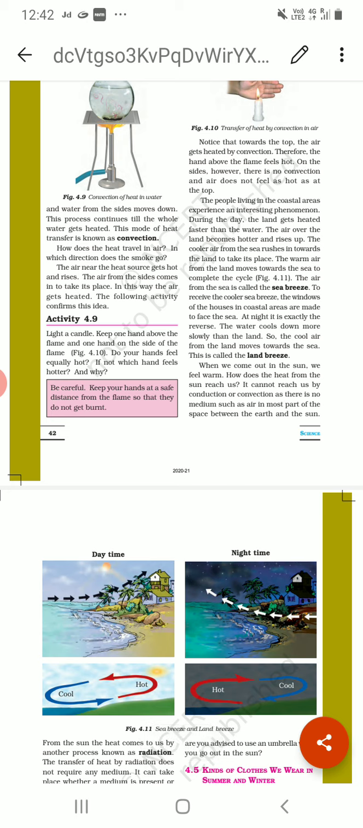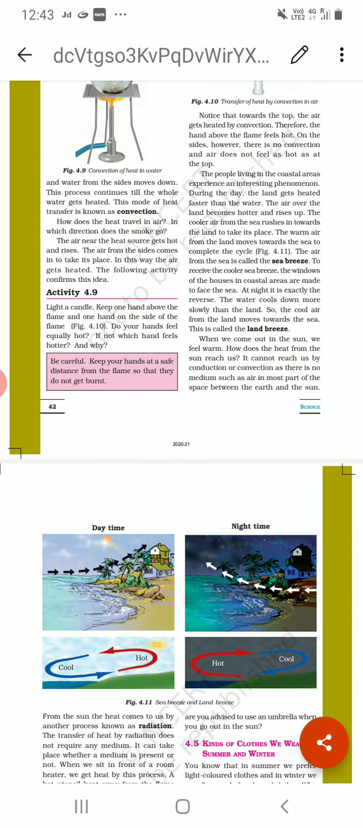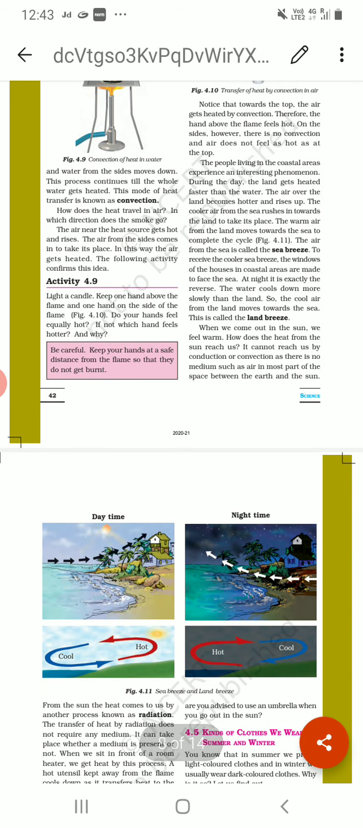Now, see, the people living in the coastal areas experience an interesting phenomenon. During the day, the land gets heated faster than the water. The air over the land becomes hotter and rises up. The cooler air from the sea rushes in towards the land to take its place. The warm air from the land moves towards the sea to complete the cycle. The air from the sea is called the sea breeze. To receive the cooler sea breeze, the windows of the houses in coastal areas are made to face the sea.